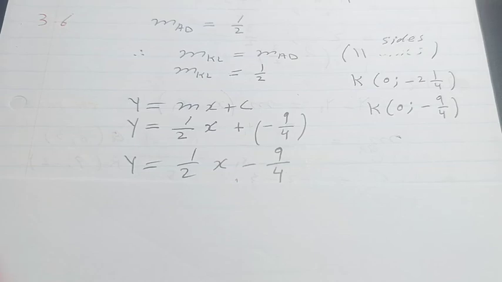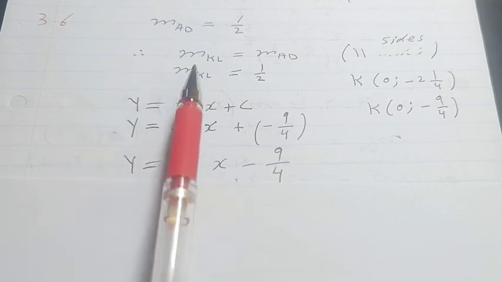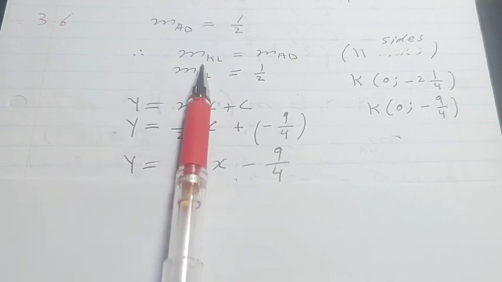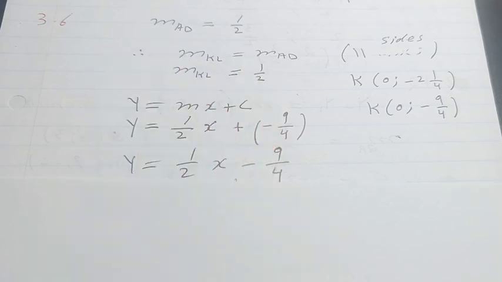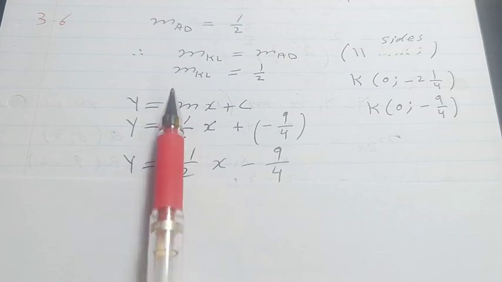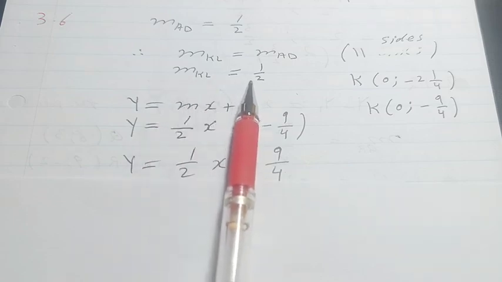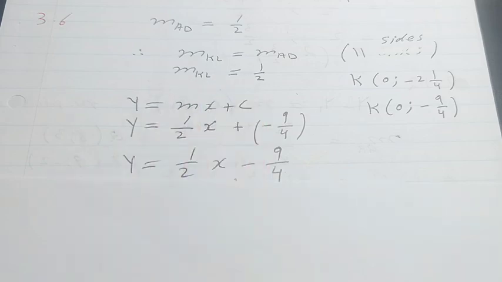I found the gradient of AD is 1 over 2, we already calculated it, and therefore the gradient of KL is going to be equal to the gradient of AD. Why? Because of parallel sides. If the lines are parallel, their gradients are equal. So the gradient of KL is also going to be 1 over 2.